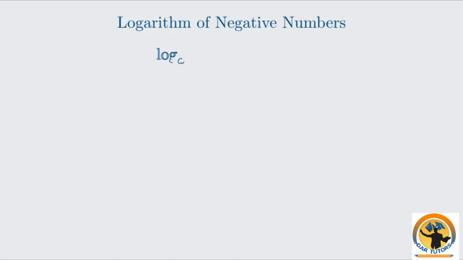Before we go further, there's a crucial restriction we need to discuss. Our goal is to understand why the logarithm of a negative number or 0 is undefined in the real number system. This is a key point to remember when solving logarithmic equations. Let's think about the definition of a logarithm. The expression log base a of b asks, what power do I raise the base, a, to get the number b? In other words, we are looking for an exponent x such that a to the power of x equals b.